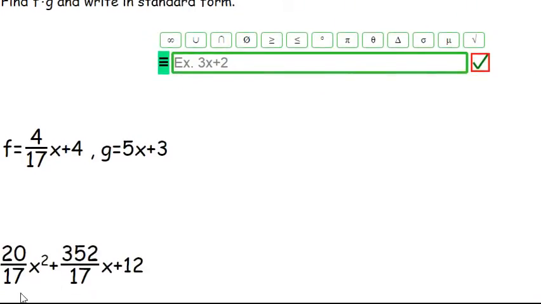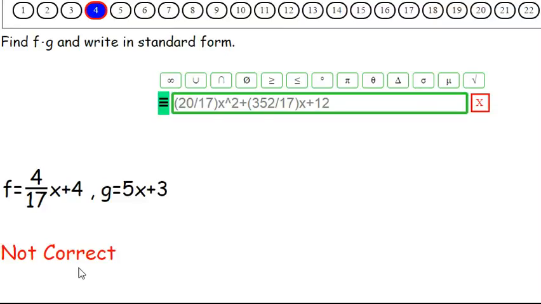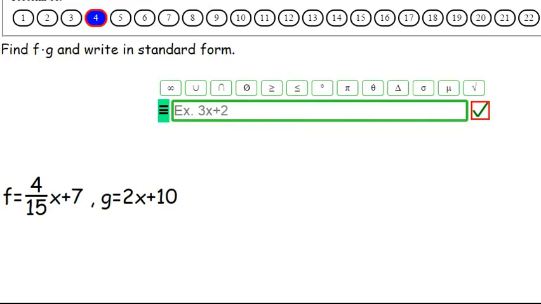20 over 17 x squared plus 352 over 17 x plus 12. We're going to go in here because, as much as I hate to do this, I'm going to check this just in case. It just seems like I would have written that example that was in the box. If this was done correctly, I'll probably have to go in and program this thing. We're going to find out here in a second. That's what I was afraid of. Okay, well, I'll get that fixed. Yeah, I was afraid of that.